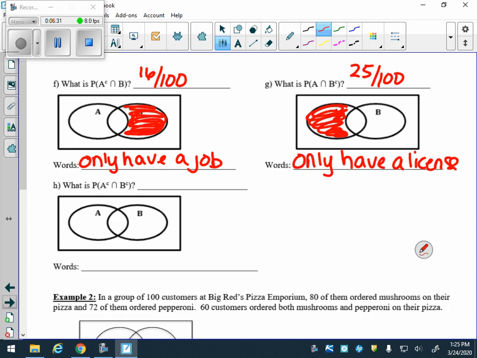Now for H, what does that mean? You have not in A and not in B. So that only leaves students that have neither.